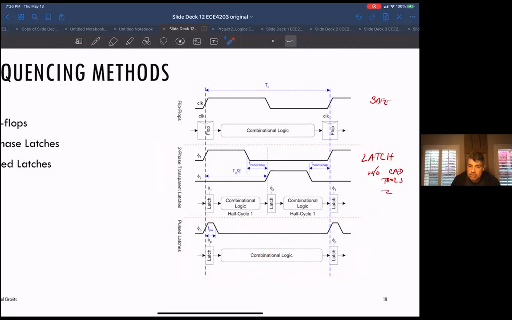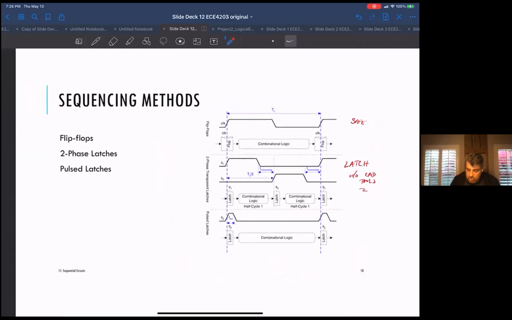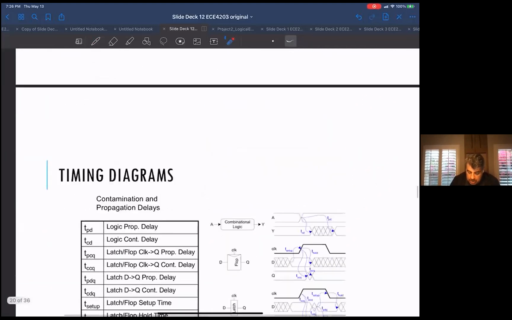I have never seen this in anything I've done, and I polled my friends in the business. They hadn't seen it either. Maybe it's used a lot by some people, but I'm going to mostly focus on simple clock sequencing techniques.